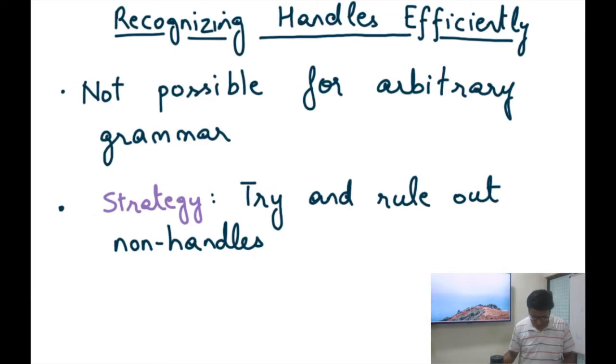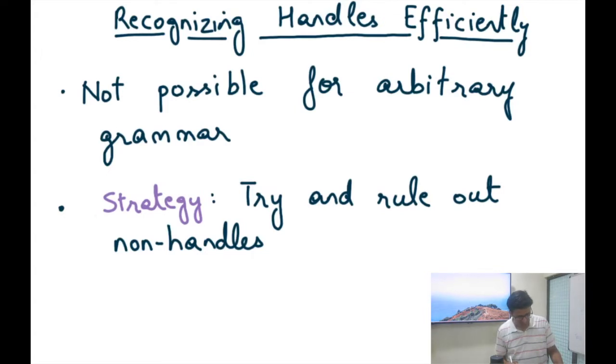All right. So recall that a predictive parser needs to be efficient. It needs to be linear time. So it can't be a backtracking based strategy to recognize handles. So we're really interested in figuring out strategies to recognize handles efficiently.